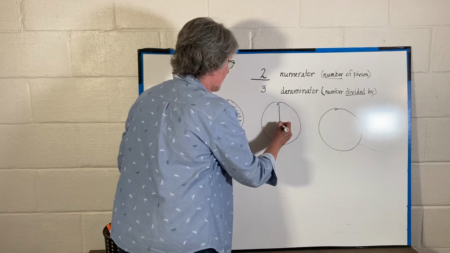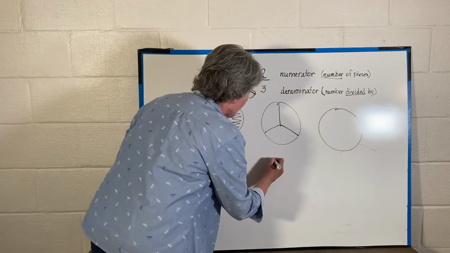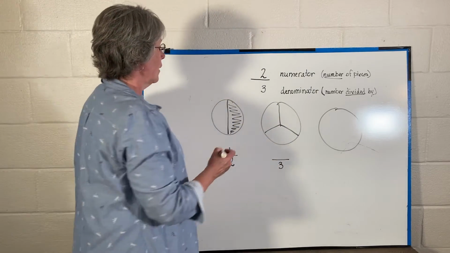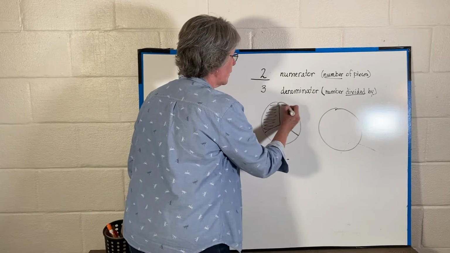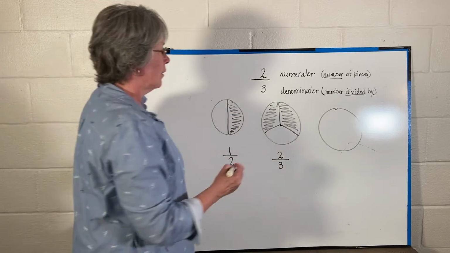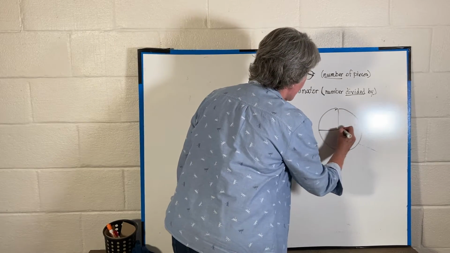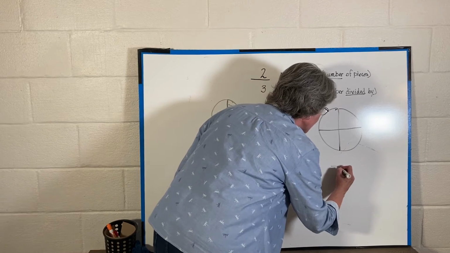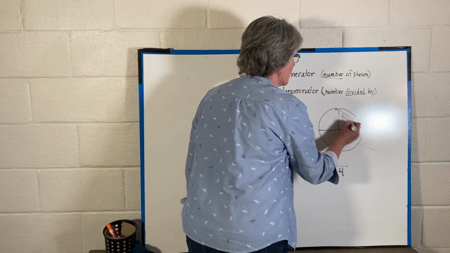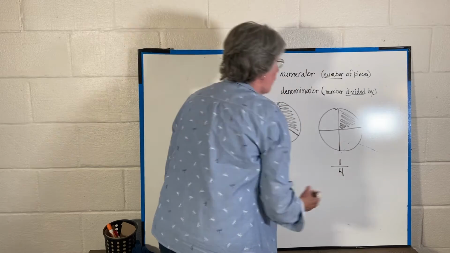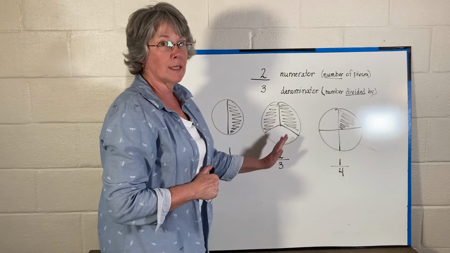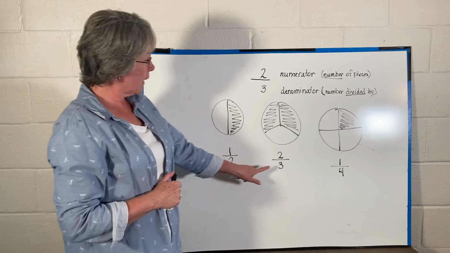How about this pizza? Let's do it in thirds. I have divided the pizza into 3 pieces, the denominator. And now I am going to take 2 pieces. That's the numerator. This pizza, let's divide into fourths or quarters. So I've divided it into 4 equal parts. That goes on the bottom, that's the denominator. And I am going to use 1 piece, 1/4.